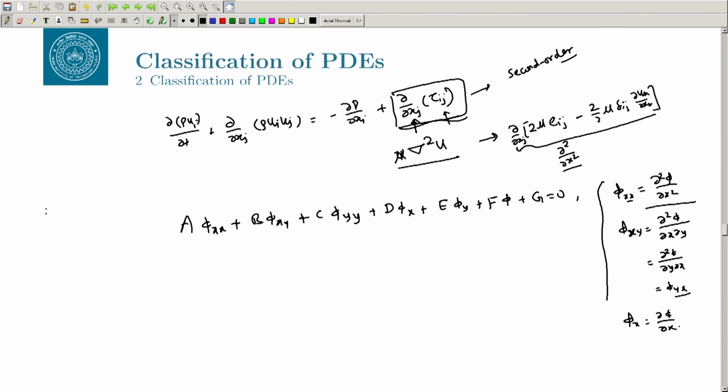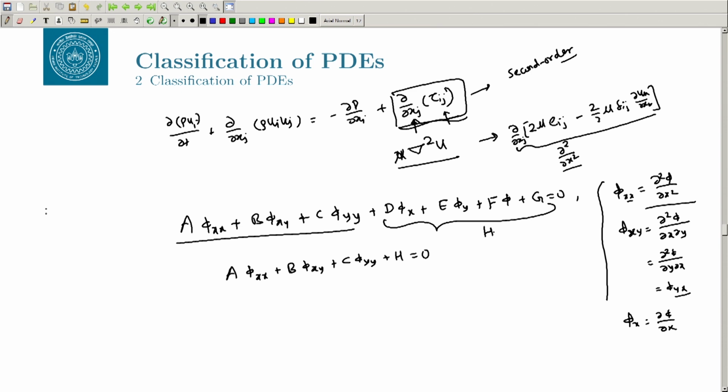Now, as we have been discussing, whenever we try to look at the character of the equation, we will look at the highest order terms or highest derivative terms, right. So, here the highest derivative terms are basically a phi x x plus b phi x y plus c phi y y, right. So, we will club all those things together, and we will focus on the highest derivative terms. So, this will become a phi x x plus b phi x y plus c phi y y plus, let us call it h, equal to 0, where the remaining terms are together equal to h, right.